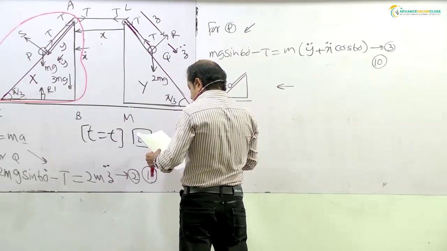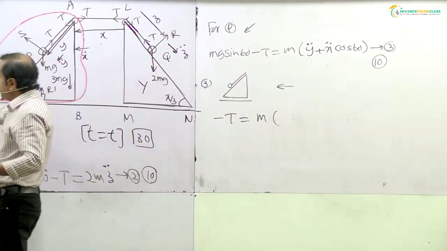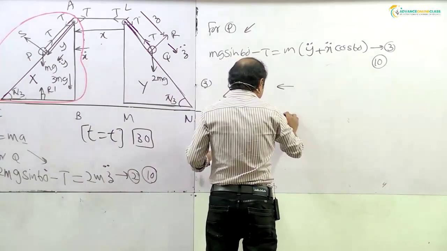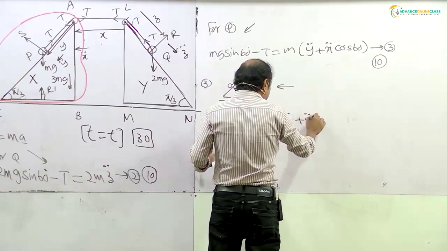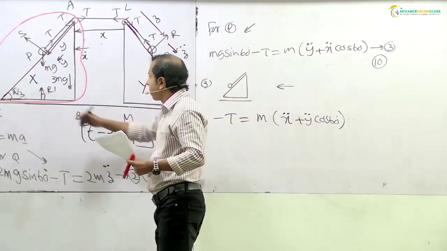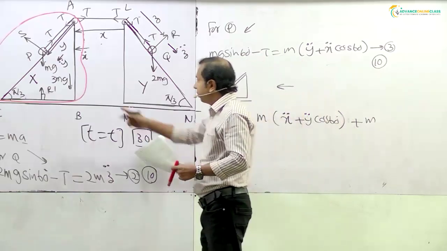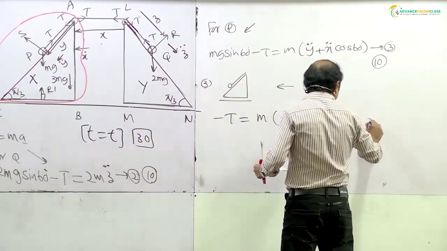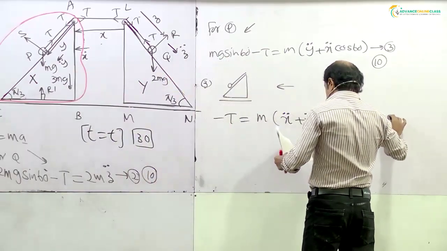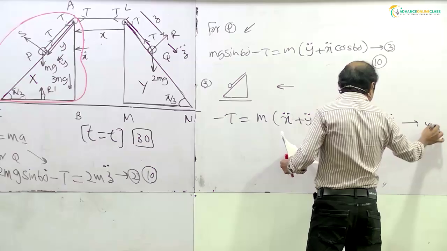Minus T equals the mass of particle P times the same acceleration, x double dot plus y double dot cos 60, plus the mass of X, which is 3m, not m, 3m, times its acceleration x double dot. Right? This is number 4, 10 marks.